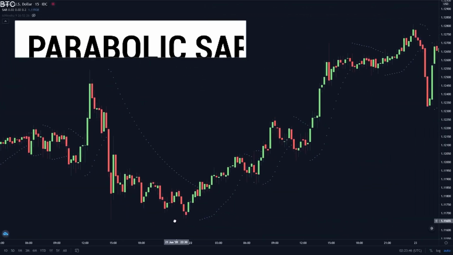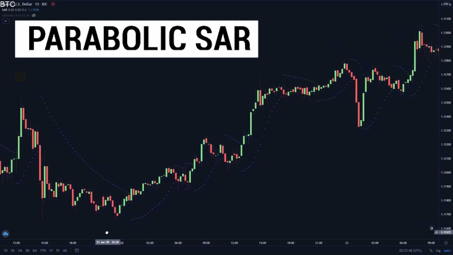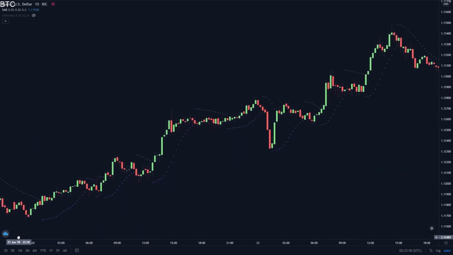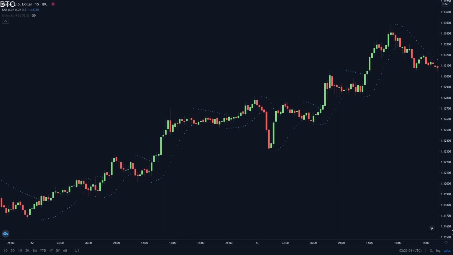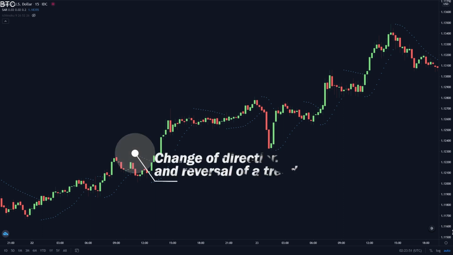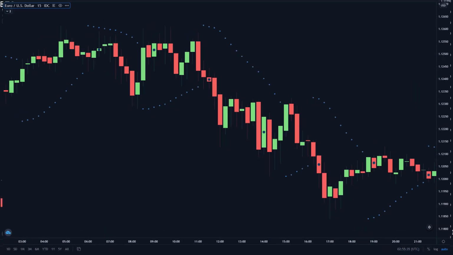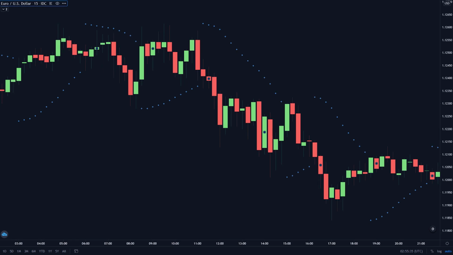Let's start with the Parabolic SAR. The Parabolic SAR is one of the simplest and easiest to learn trend indicators to implement in trading. It is used to predict change of direction and reversals of an asset price. If you open the Parabolic SAR on TradingView or any charting software, this is what it looks like: a bunch of dots positioned either above or below the candlestick.